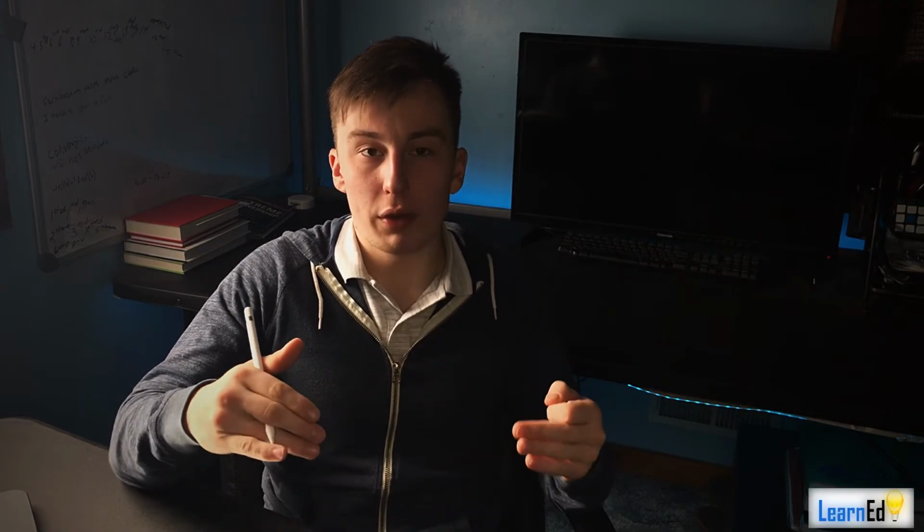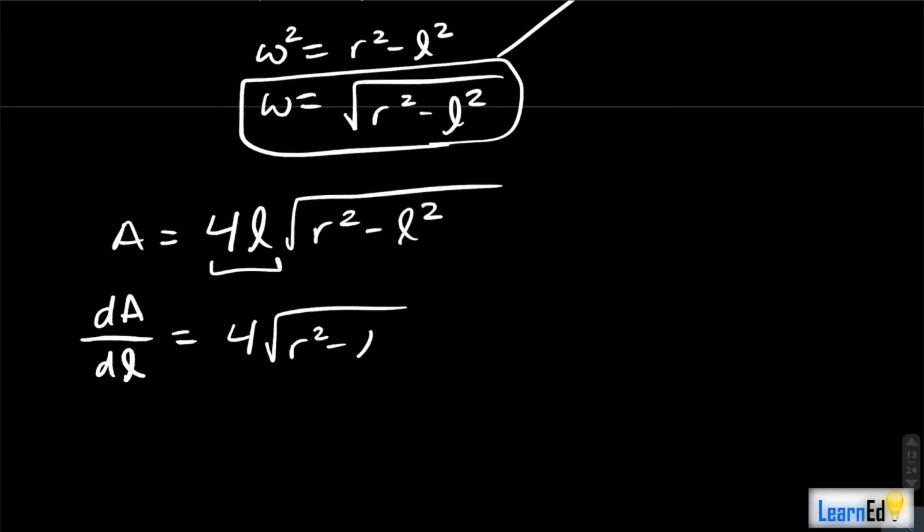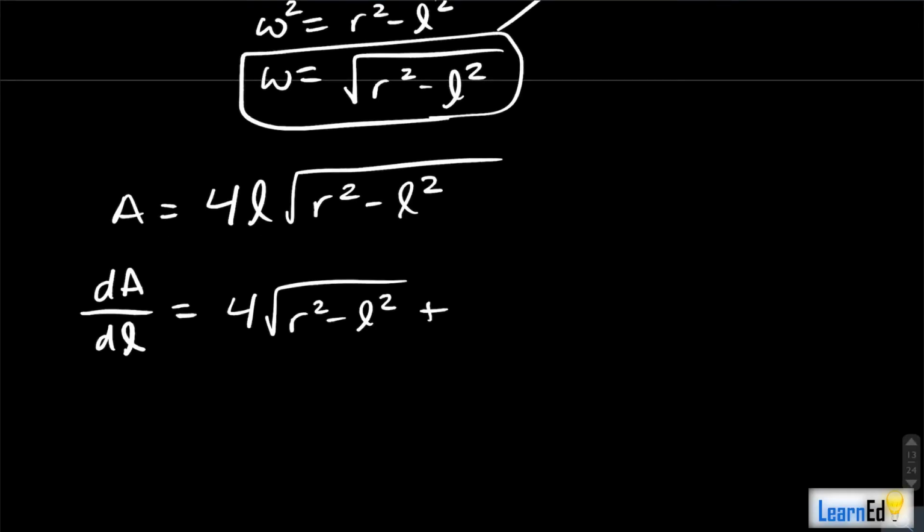So we're going to be taking a derivative here with respect to L. We could write that as dA over dL. We're taking a derivative with respect to L, because L is the value that could possibly change. R is fixed. Now we take a derivative of 4L to get 4, and then we just multiply by the radical and leave it alone. And then we leave 4L alone and take a derivative of this R squared minus L squared.